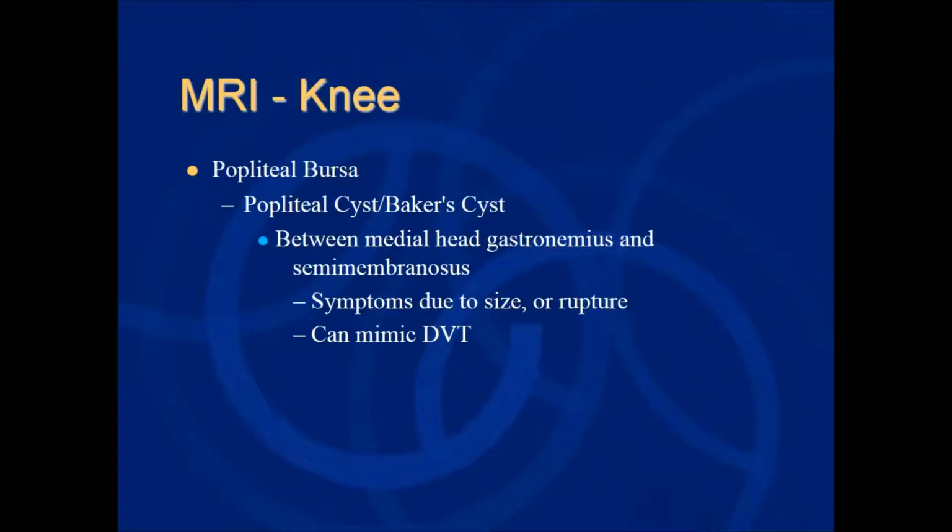Moving on to bursa, common abnormalities involving the bursa of the knee. Probably the most common is a popliteal cyst or a Baker's cyst. This occurs between the medial head of the gastrocnemius and the semimembranosus tendon. This can give rise to symptoms based on a large size or rupture into the soft tissues. It can mimic DVT. In fact, we often see these as incidental findings in DVT studies.